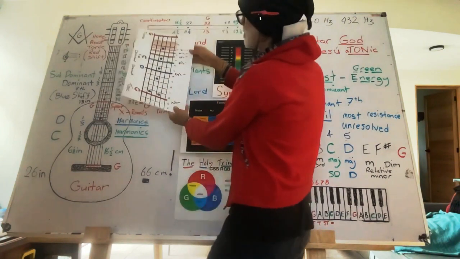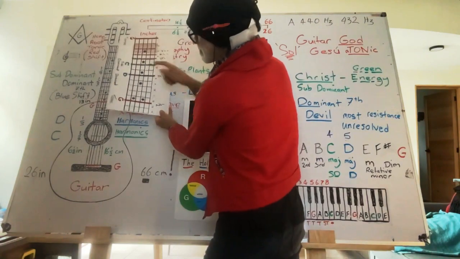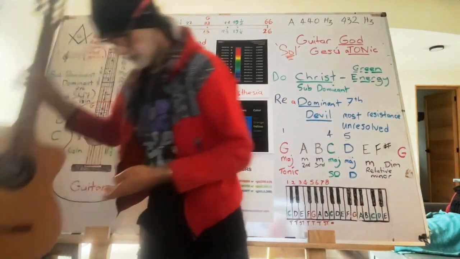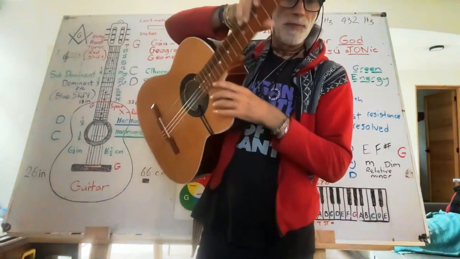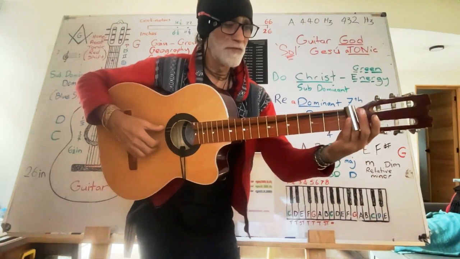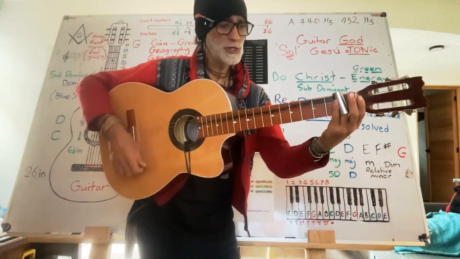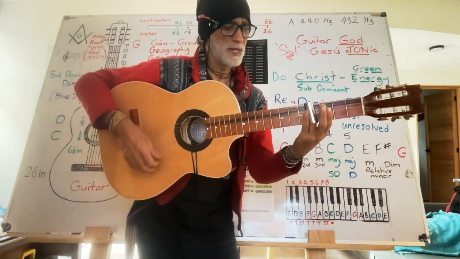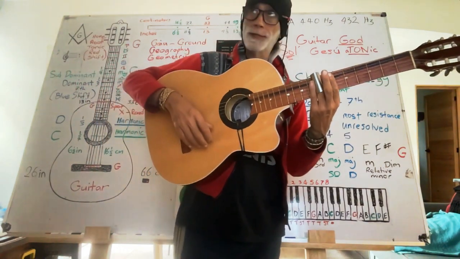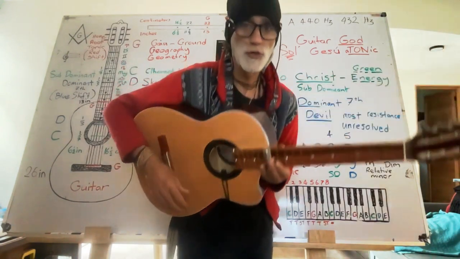But the most important and only thing you need to learn is the tonic, the dominant, and the subdominant. And the reason being is because this is tuned in G major. So all of these, G sharp, G, G sharp, A sharp, B, C, C sharp, D, D sharp, E, F sharp, G, that's all major.